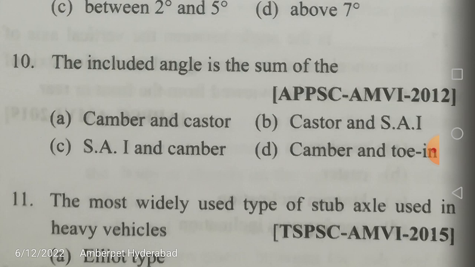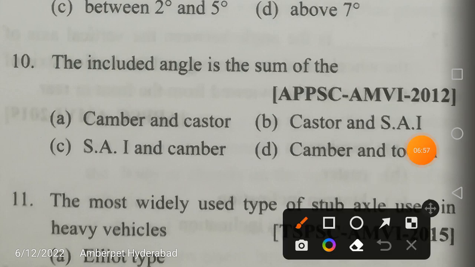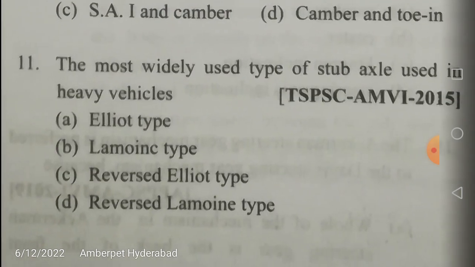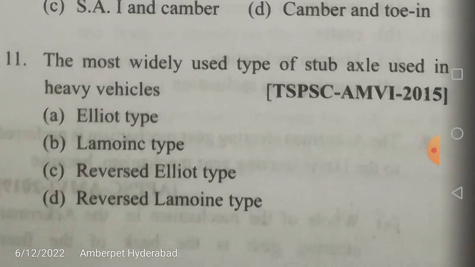But the included angle is basically the angle between SAI and camber, the steering axis inclination and the camber. The total sum of these angles is called the included angle.